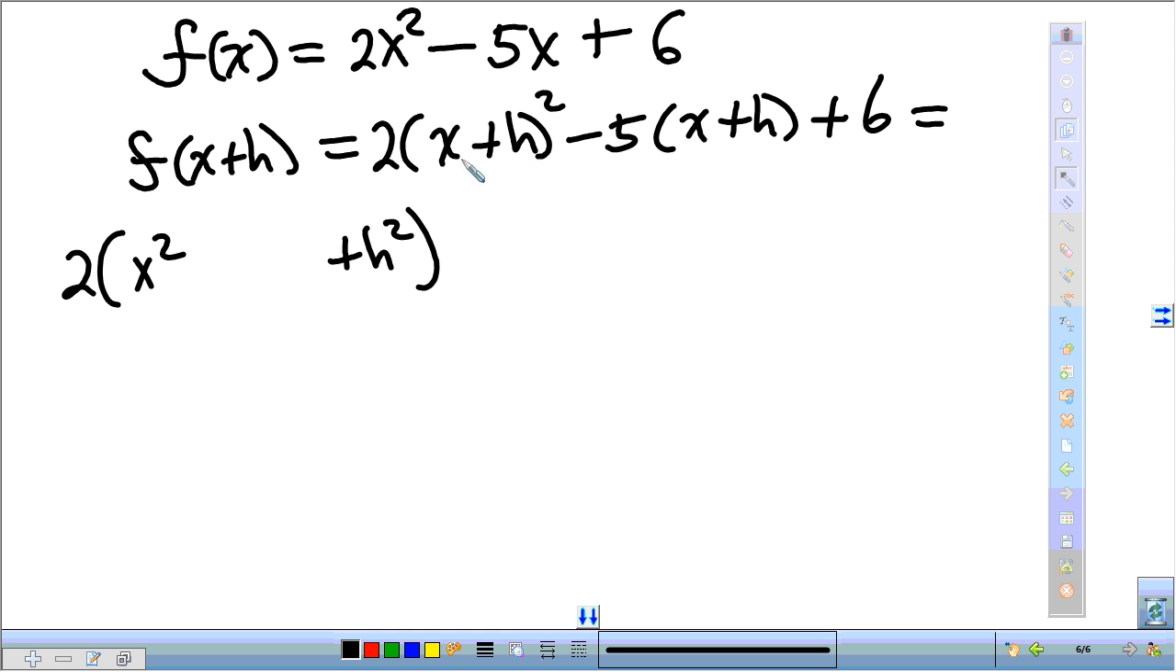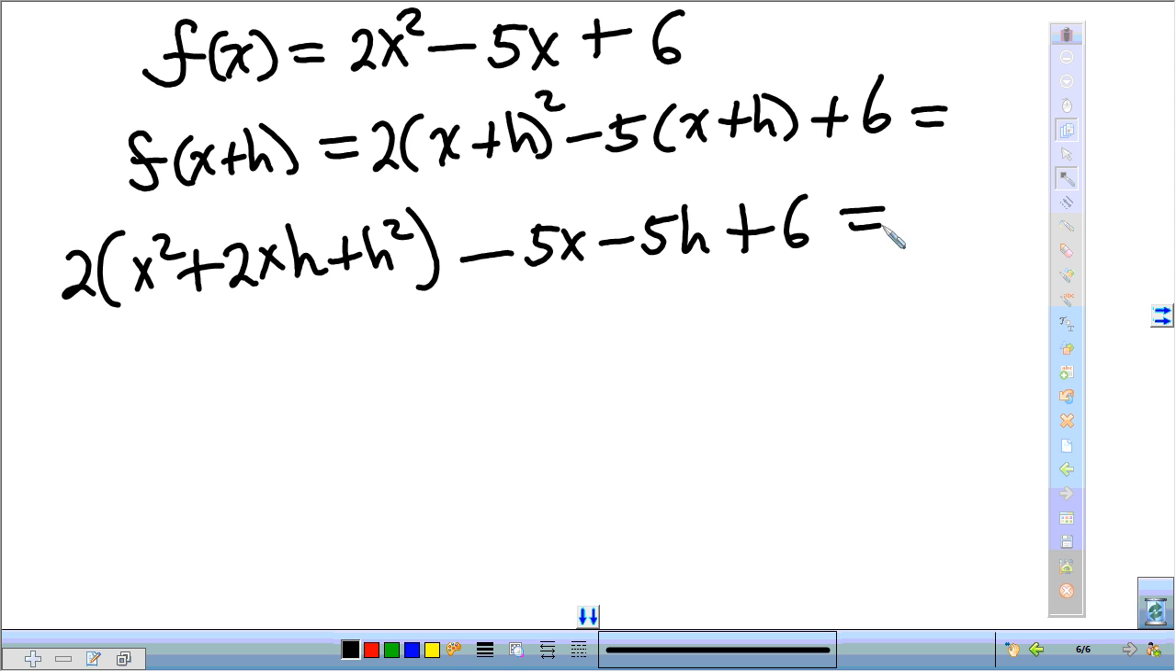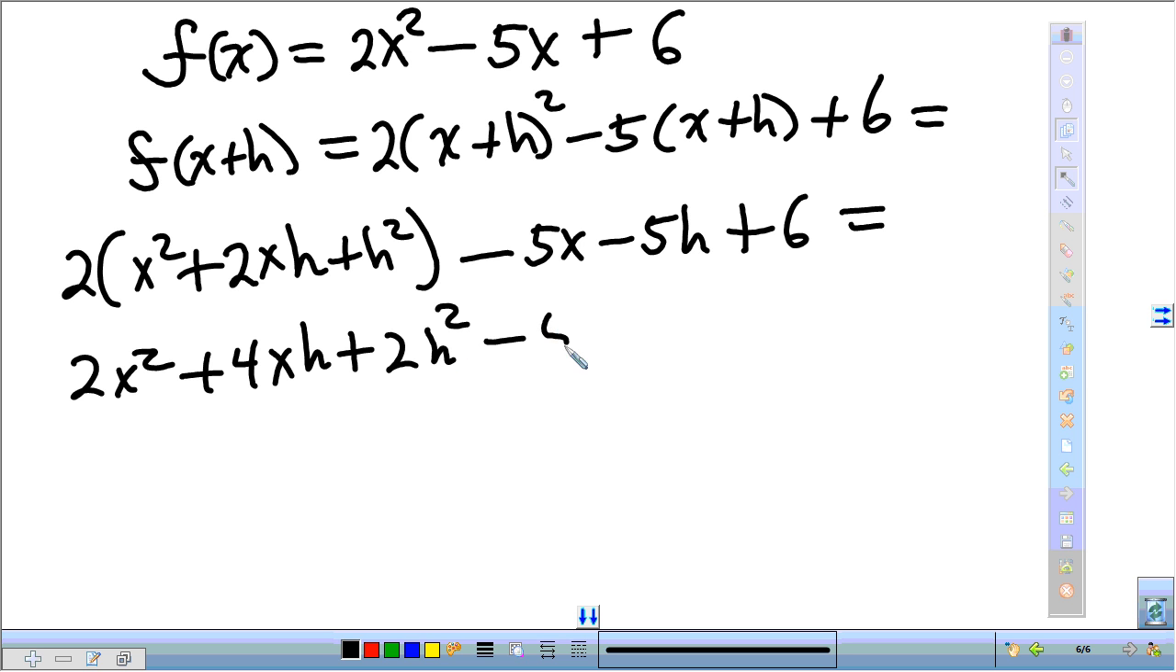Remembering that if I square this 2-term expression, I will get x squared and h squared, but I also get the multiplications x times h and h times x. So I'll end up with 3 terms from that multiplication. And then continue, minus 5 times x and minus 5 times h, still with the plus 6, and then 2 times x squared, 2 times 2xh, and 2 times h squared.